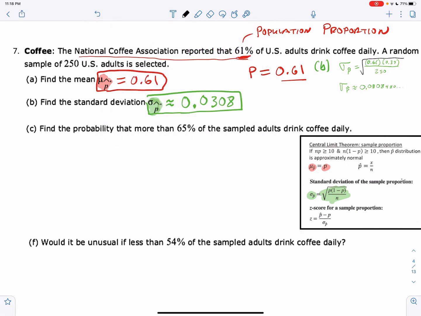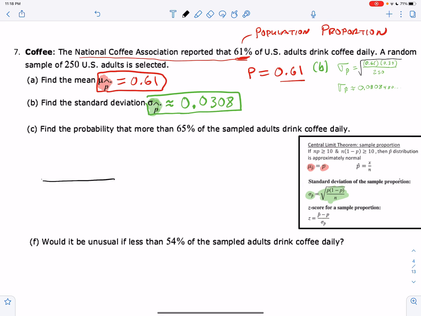sample distribution basically, and we know that by the central limit theorem that if these assumptions are met, this sample distribution will be normal. And so let's take a look at that. Take a look at the picture. There's my sample proportion, and by the way, these are p-hats we're talking about. And this is a distribution of p-hats. So it says find the probability that more than 65% of the sampled adults drink coffee daily.